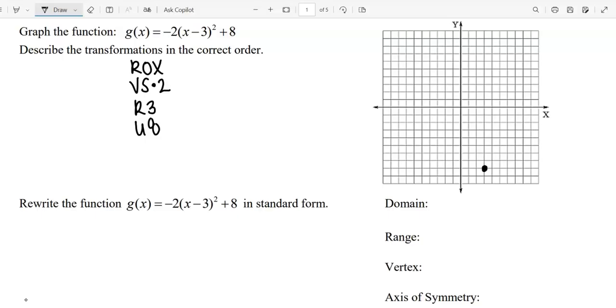So my new vertex is 3. Oh, I went down 8. I should go up 8. Sorry. 3, 8. And I'm going to graph my axis of symmetry on there as well, just to help me later. And that's going to be x equals 3.